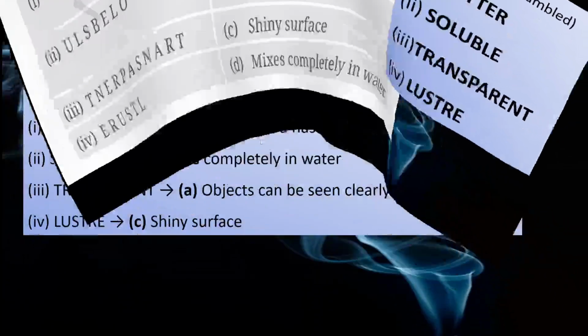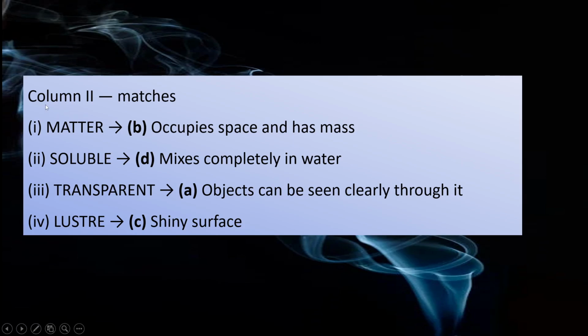The matched ones are here in the second slide. Column 2 matches. First one is matter. Option B is the answer for that. Occupies space and has mass. Second is soluble, mixes completely in water. Option D. Third one, transparent. Option A. Objects can be seen clearly through it. Fourth one, luster, shiny surface. Option C.